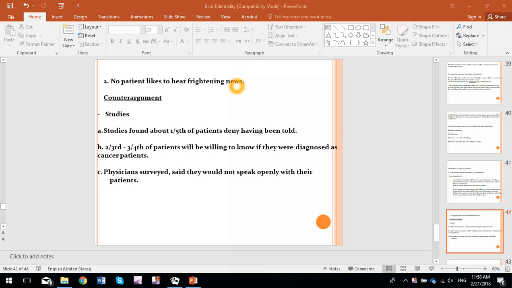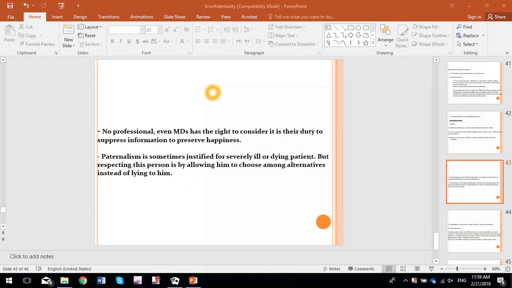Now, other studies surveying the physicians reported that they would not speak openly with their patients. This is a clear and explicit admission. Not all physicians, but a portion of the physicians said we would not speak openly with our patients, which is again a counter argument for no patients like to hear frightening news.